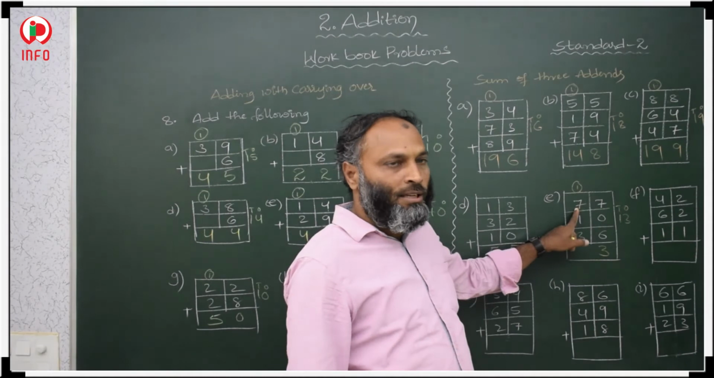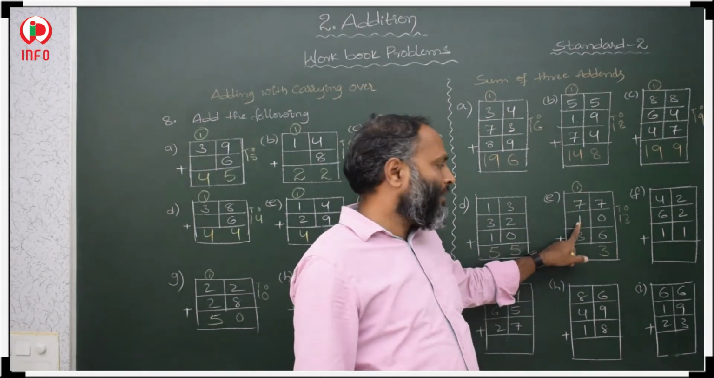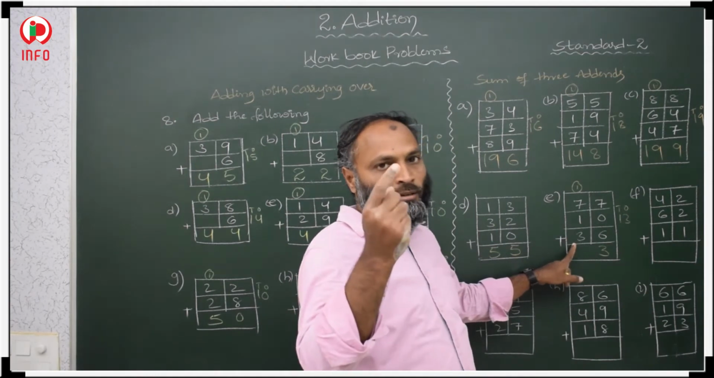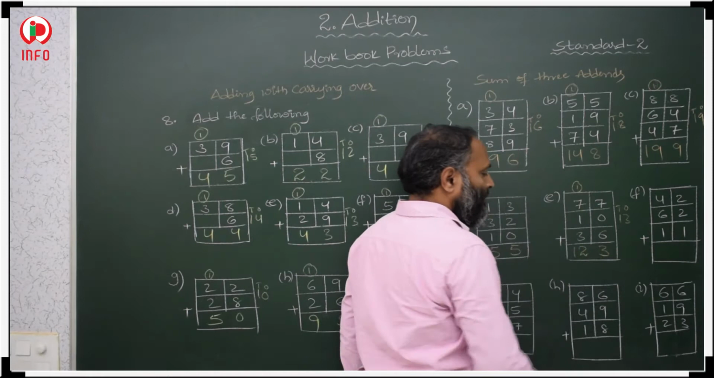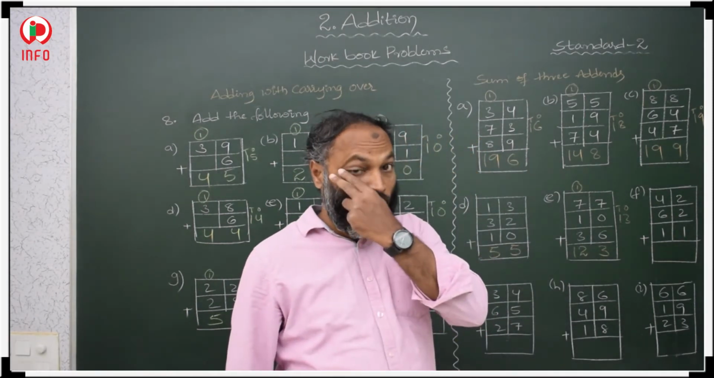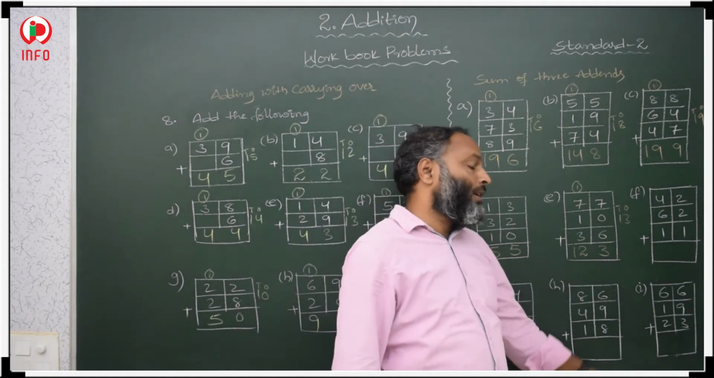7. Now 7 plus 1, 8. 8 plus 1, 9. 9 plus 3, 9, 10, 11, 12. 123 is our 3 addends sum. 3 addends sum is 123.